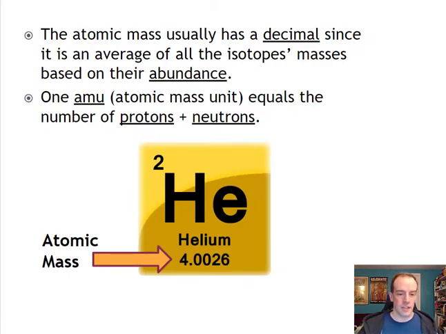Now, that atomic mass is usually given then as a decimal. But if we want to find out how many neutrons an element has, all we have to do is take our atomic mass and subtract the atomic number from it and round it, and that'll give us how many neutrons is most common for that element.